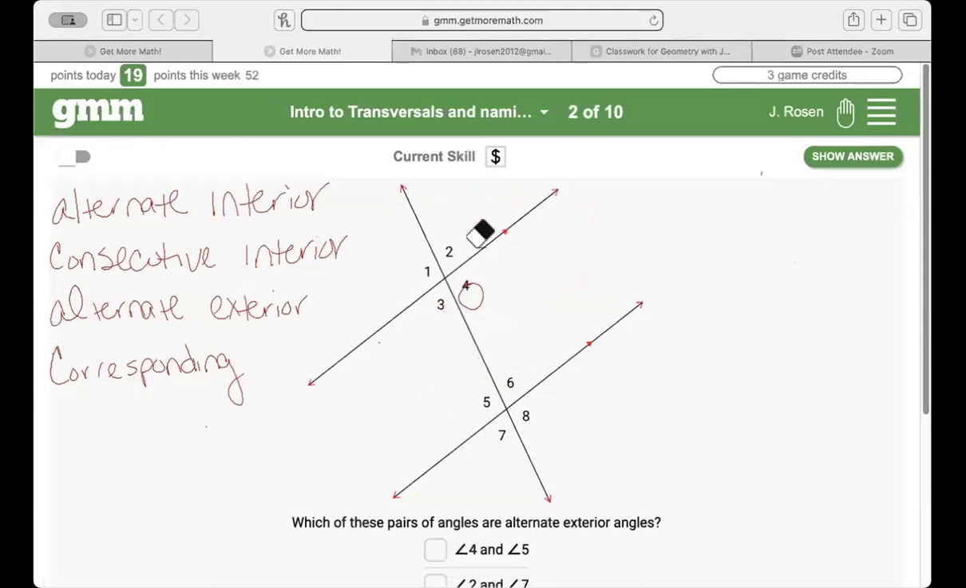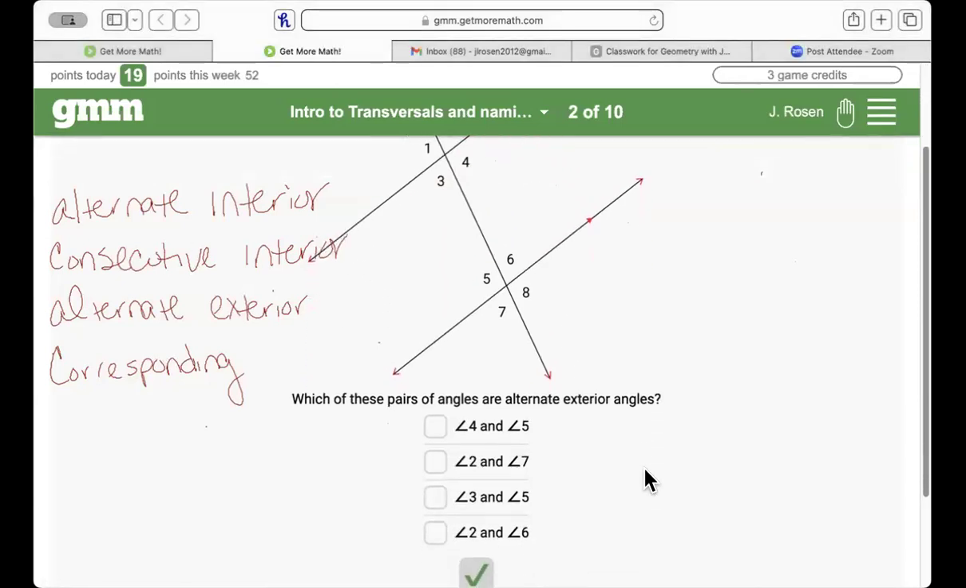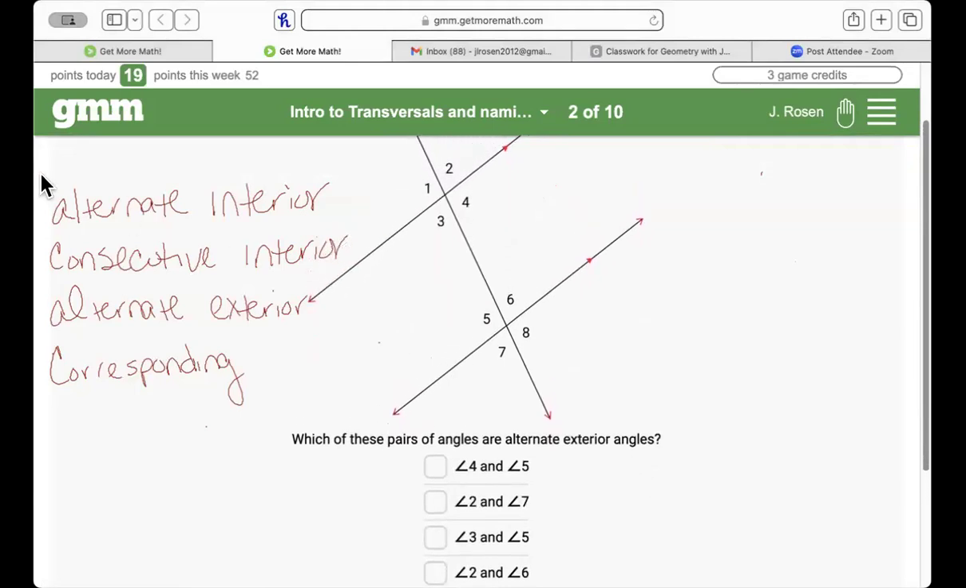So I would definitely write these down so that you have them. You can refer to them until they become second nature. This next one says, which of these pairs are alternate exterior angles? Okay. So again, alternate exterior means that they're going to be outside of the two parallel lines, and they're going to be opposite sides of each other.